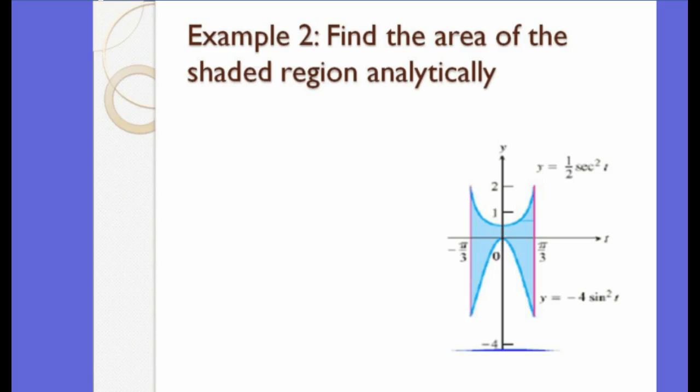Okay. Find the area of the shaded region analytically. So we have y equals 1/2 secant squared t. What do you notice about this graph? Yeah, it's symmetric, right? So if you cut this graph in half, this area here would fold on top of that area there.